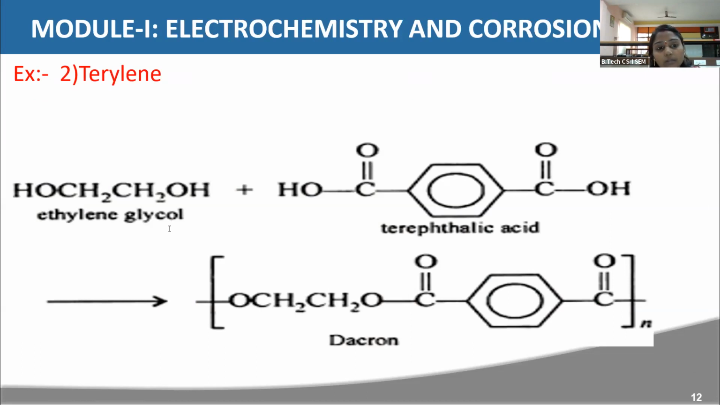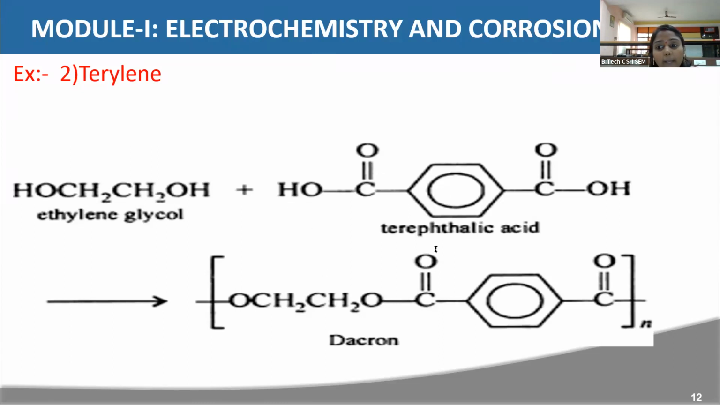Ethylene glycol. You can observe the formula. Remember, formulas are very, very important. Practice that. Ethylene glycol is HOCH2CH2OH, you can write CH2OH CH2OH. Plus ethylene glycol reacts with terephthalic acid. Terephthalic acid is a benzene ring with 2 COOH groups, and they react to form Dacron.